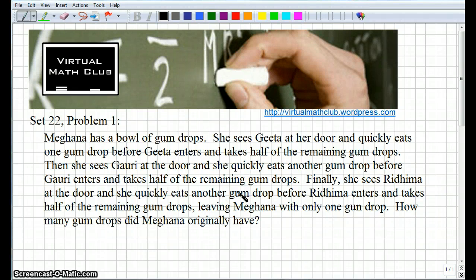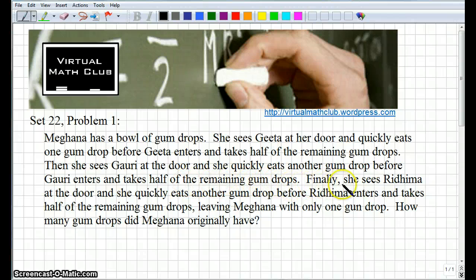Alright, in this problem, Meghna has a bowl of gumdrops. And then she sees Gita at her door and quickly eats one gumdrop before Gita enters. And then she shares half of her gumdrops with Gita. And then she sees Gari at the door and she quickly eats another gumdrop, and then Gari comes in and takes half the remaining gumdrops.